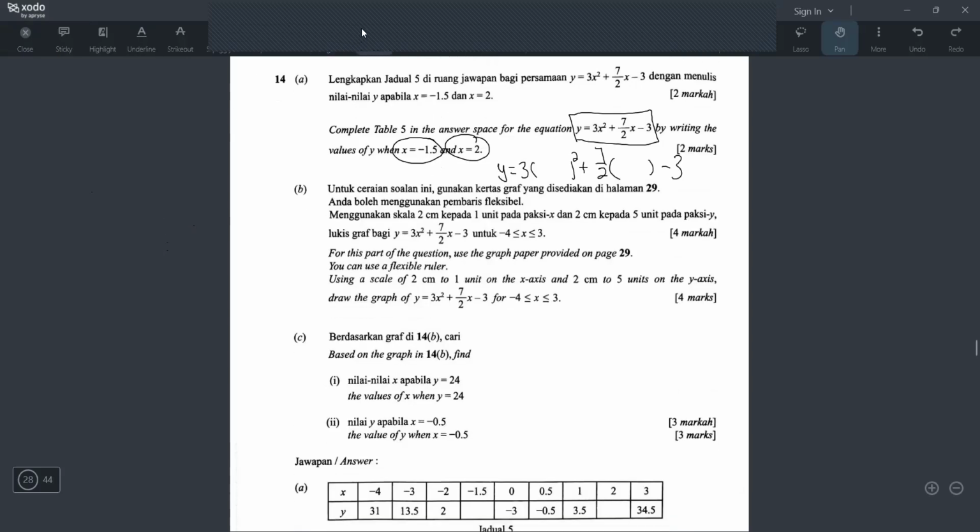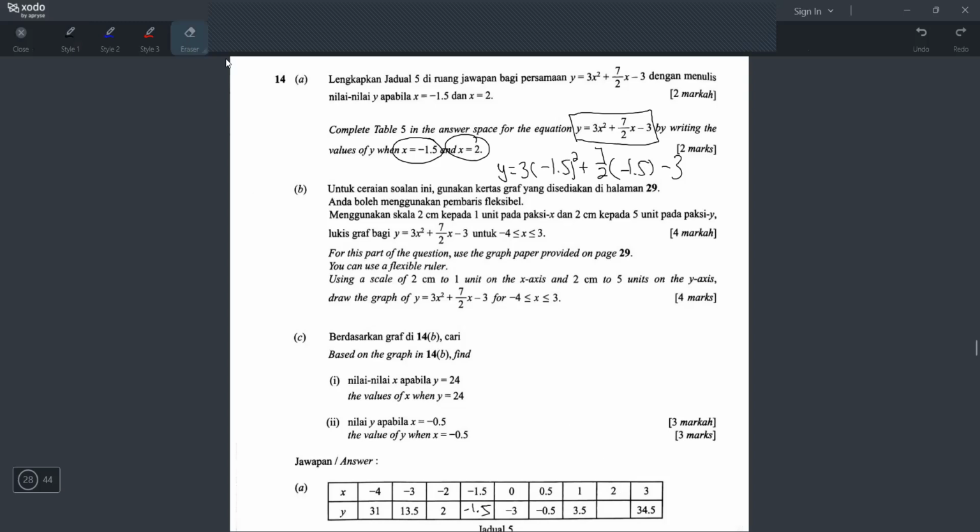This one. Okay, so what you have to substitute in your x, negative 1.5, and you can press calculator. Okay, let's press 3 bracket negative 1.5 close bracket square plus 7 over 2 bracket negative 1.5 close bracket plus minus 3. Okay, my calculator give me negative 1.5. So I'll just write negative 1.5 here. Then I get 1 mark.